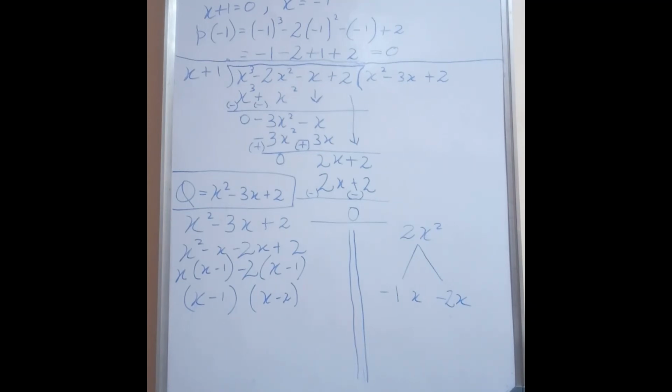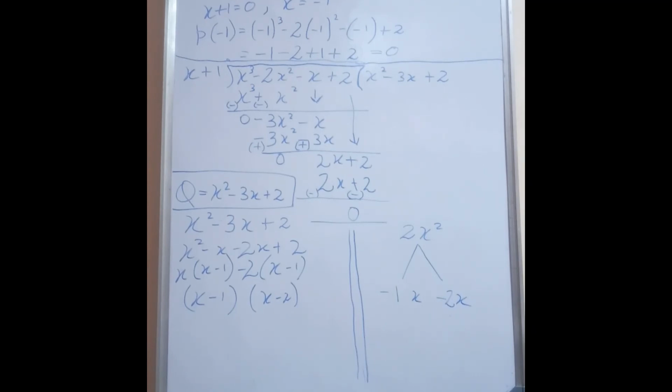Now let us substitute the value of x as minus 1. So here we got p of minus 1 is equal to (minus 1) whole cube minus 2 into (minus 1) square minus (minus 1) plus 2, which is equal to minus 1 minus 2 plus 1 plus 2, which is equal to 0. So here we see that x plus 1 is a factor of p of x. Now let us do it by long division to see the other factors of p of x.